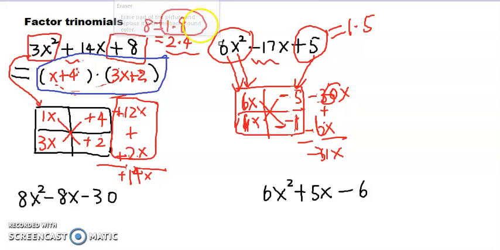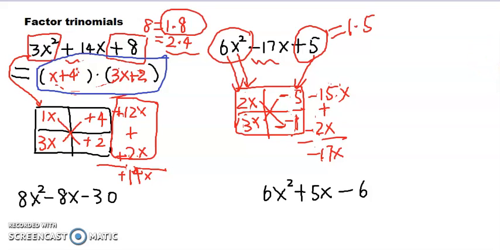Okay, so let's try 2 and 3 then, see if it works. If I put 2 here and a 3 there, now when we cross multiply, we're going to have 2x times negative 1 is negative 2x. 3x times negative 5 is negative 15, and negative 15 plus negative 2 gives us exactly negative 17. So I was lucky that I put 2 in the top box and 3 in the bottom. If I had 3 on top and 2 on the bottom and didn't get negative 17, I would have to switch them.